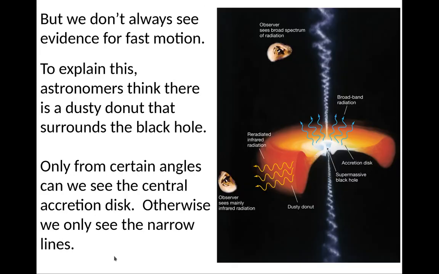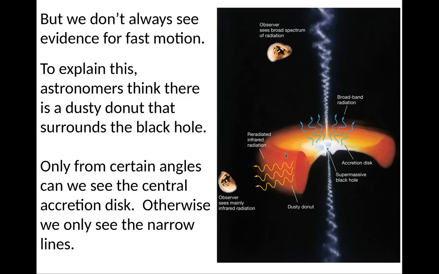Okay. We don't always see this motion. Sometimes you only see what are called these narrow lines. To explain this, astronomers think there is a dusty donut around these objects. So you don't always see this bright source. Sometimes you see something that looks kind of bright and you're not sure why. Well, that's because you're looking at it from different angles. If you look from the top of this thing, you see the bright central engine, you see the jet, and this thing looks really bright.